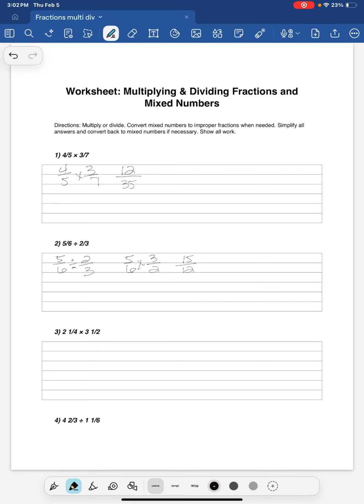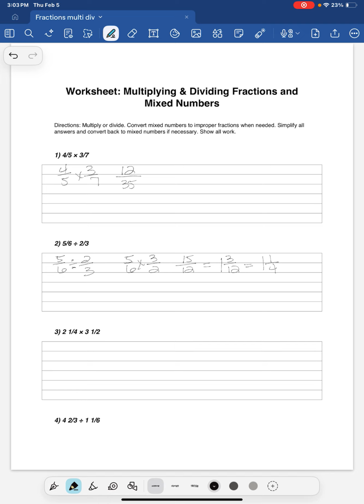Now this one is an improper fraction, so you are going to have to make it a mixed number. So 15 divided by 12 is 1 with 3 left over. 3/12 will also reduce. So you're going to have 1 and 1/4 as your answer. Okay, that's all there is to multiplying and dividing. It both comes down to multiplying. You just make sure that you flip the second fraction when you're going to divide.